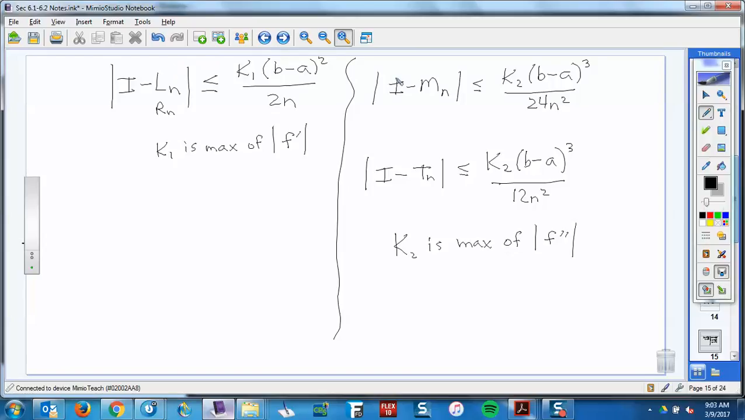Okay, so in summary, this is what we had. For lefts and rights, it's determined by the slope.